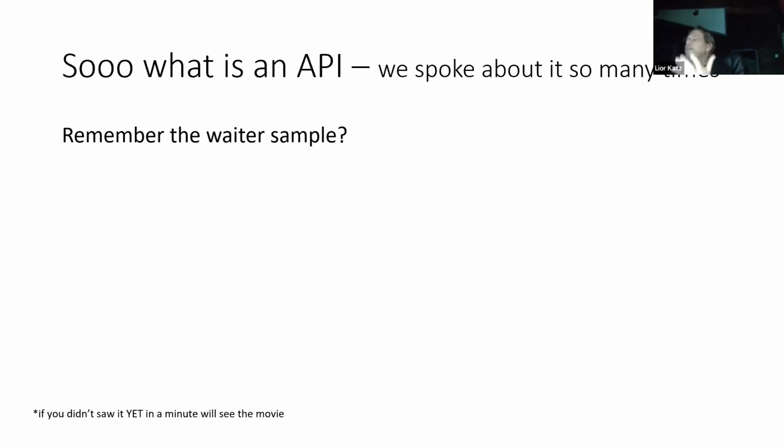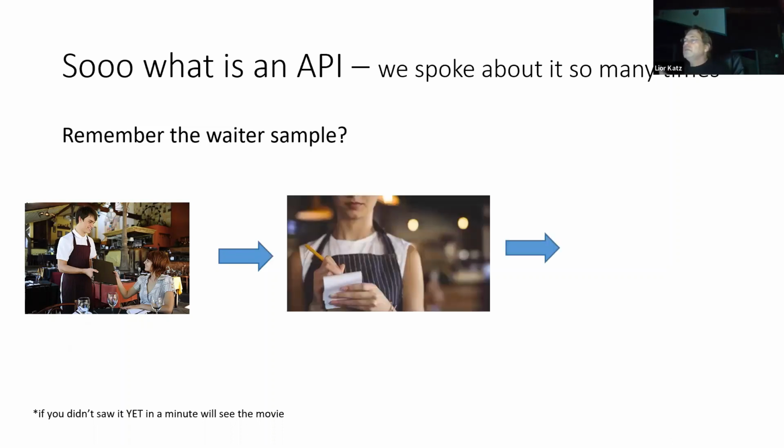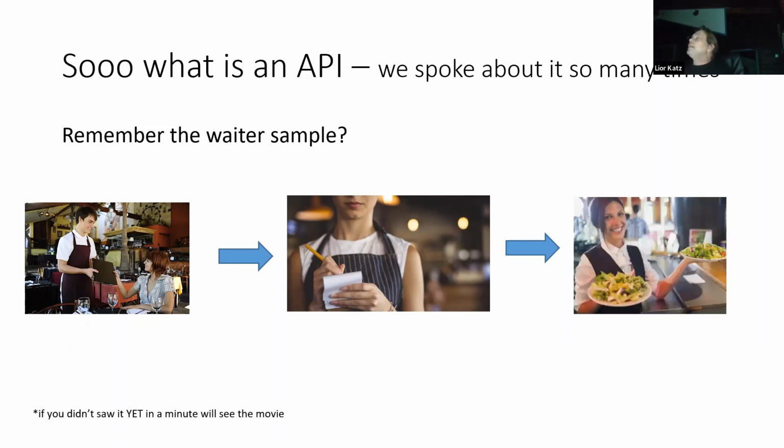I try to explain the API as a waiter in a restaurant. The first thing the waiter does when the customer goes into the restaurant is give the customer the menu, and the customer selects whatever he wants to eat, right? The waiter writes down whatever the customer asked for, and then the waiter comes back from the kitchen and brings back the food. Whenever you think about API, ladies and gentlemen, it's exactly the same.